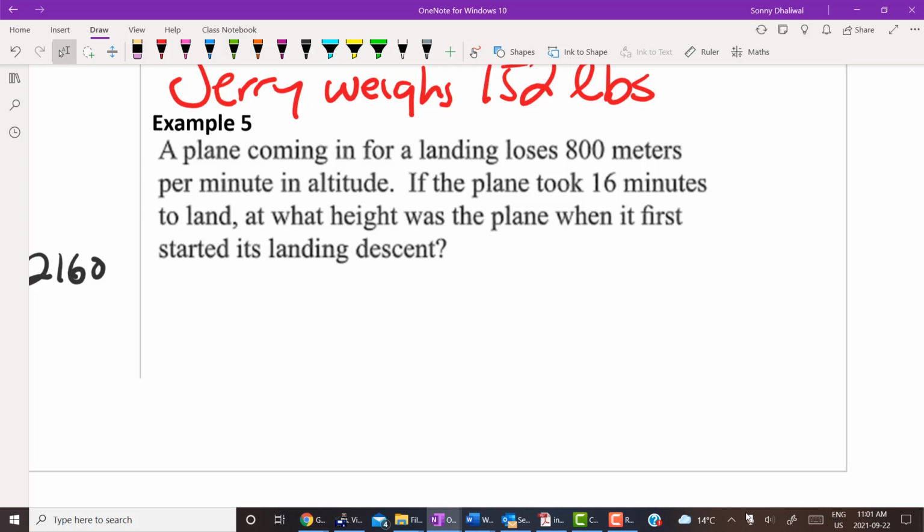All right, last question. A plane coming in for a landing loses 800 meters per minute in altitude. If the plane took 16 minutes to land, what height did it start off at? Yes, Bella? 12,800. So fast. And how did you do that? I multiplied 800 by 16.